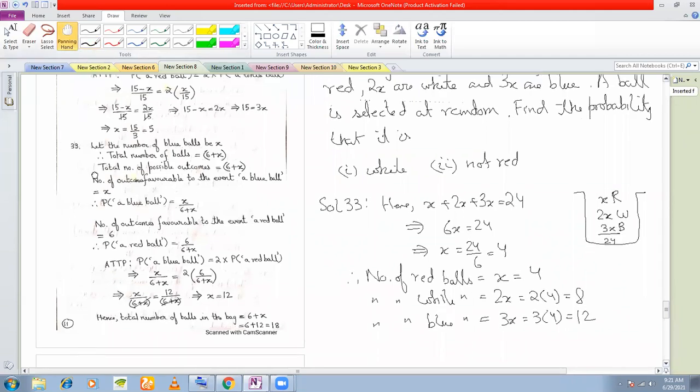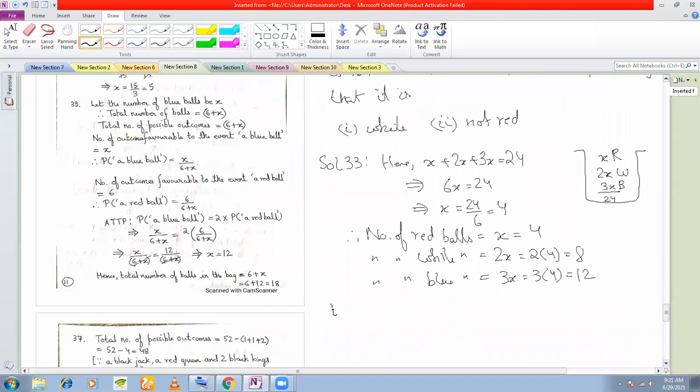The first question is the probability that it is a white ball. Probability of getting a white ball. How many white balls? 8 white balls. Total number of balls is 24. So this is 1/3.